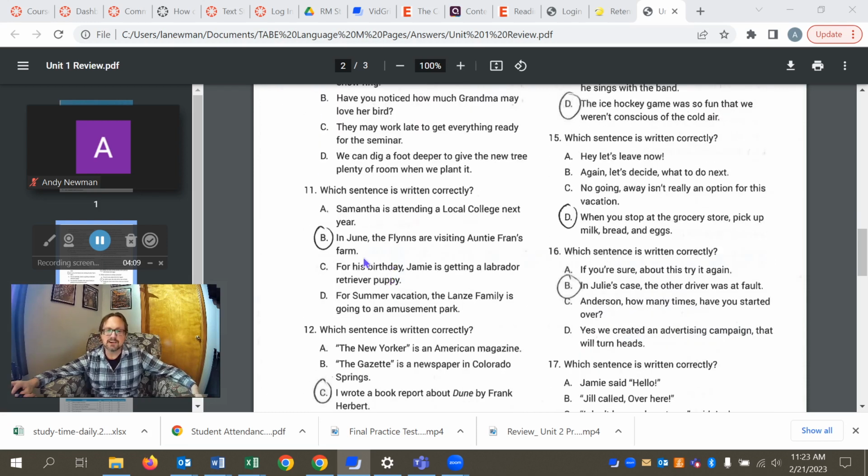Okay, 11, our correct sentence is B. And here, in June is our introductory phrase, our prepositional phrase to be specific. The Flynns are visiting Auntie Fran's farm.